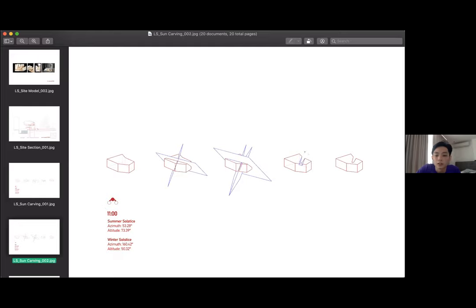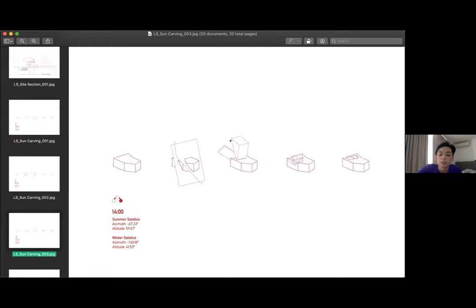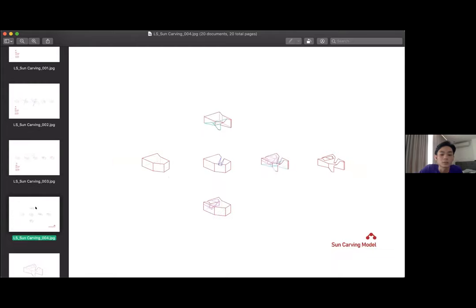11 o'clock. So it's an opening here. Then 2 o'clock here. You can notice that this particular shape is a triangle because I didn't want direct light getting into the site. So this plane, I flipped it 45 degrees so that it reflects the light inside. Then, these three sun carvings combined together and I get this model.